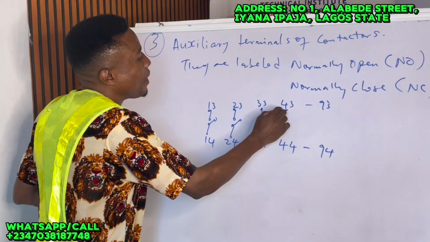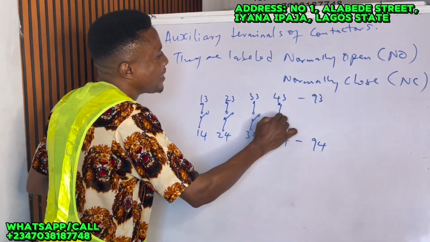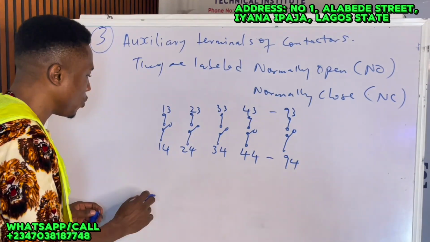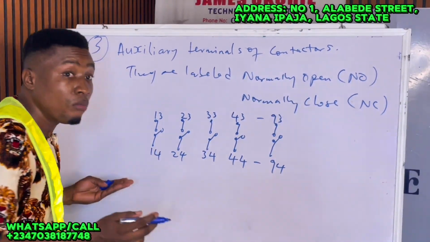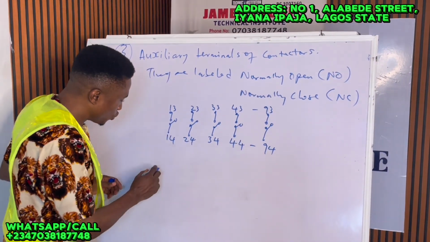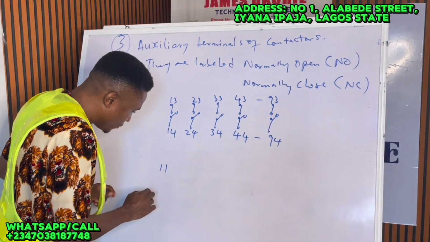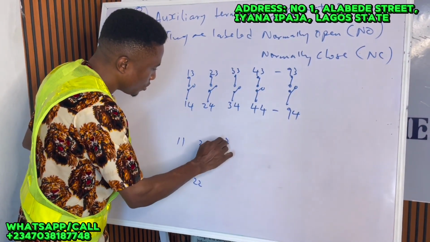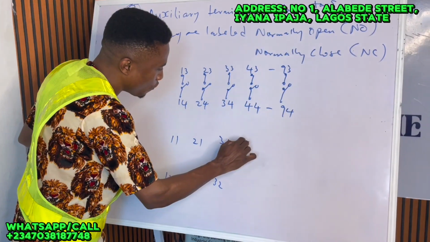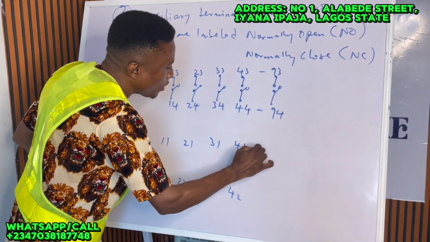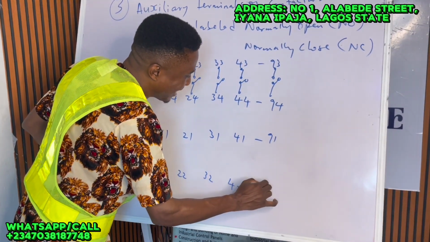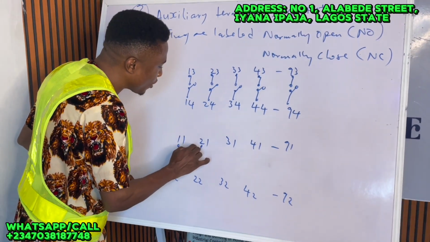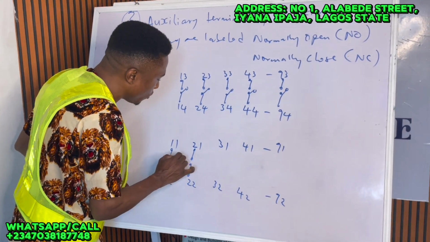Now some of them are labeled normally closed. Normally closed terminals are terminals that are closed initially, when the contactor has not been energized. Most times they are labeled 1 and 2. So sometimes you see something like 11, 12, 21, 22, 31, 32, 41, 42, up to 91, 92. And when you check, these terminals are closed. So auxiliary contacts of contactors can be normally open or normally closed.